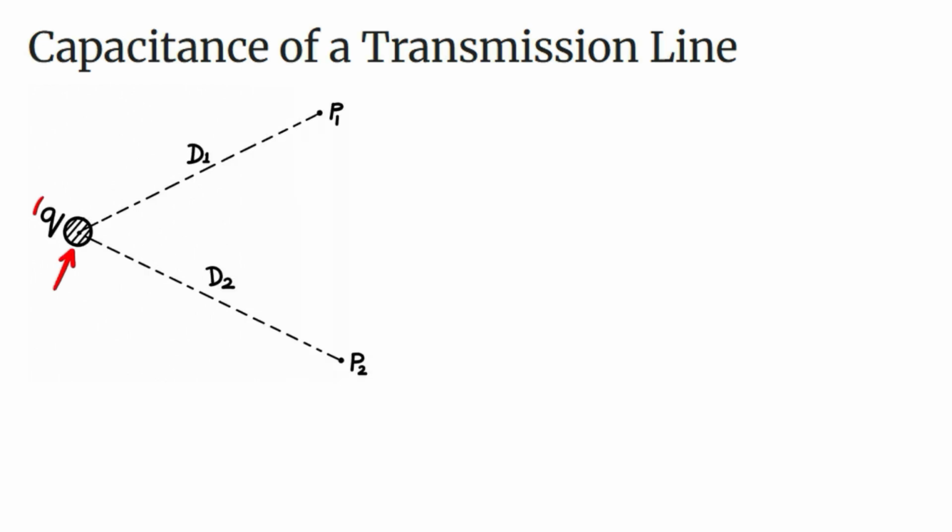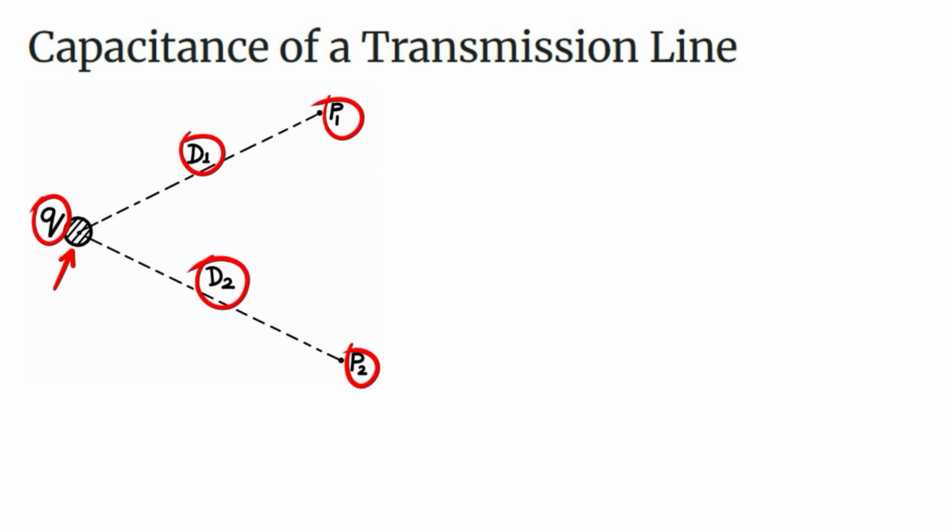So, let's consider a conductor as shown in the figure. This is the cross-sectional view of the conductor. Let the charge on the conductor be Q coulombs per meter, that is, charge per unit length. Now consider 2 points, P1 and P2, located in the air around the conductor. Let D1 be the distance of point P1 from the center of the conductor, and let D2 be the distance of point P2 from the center.